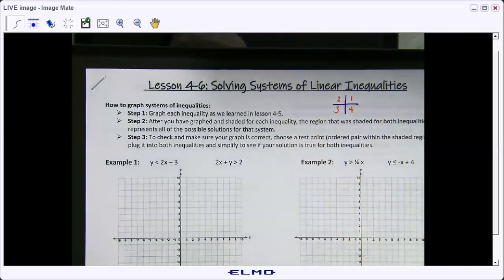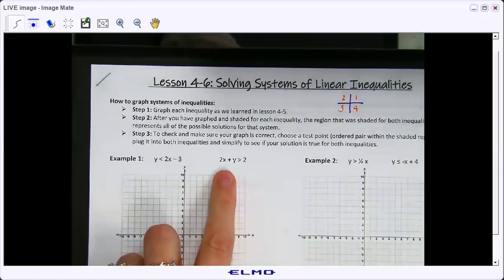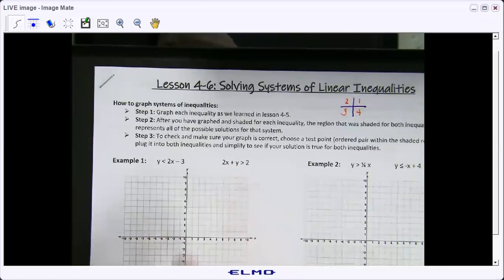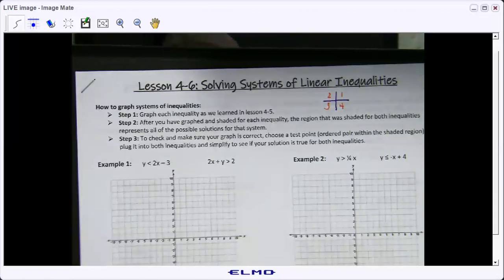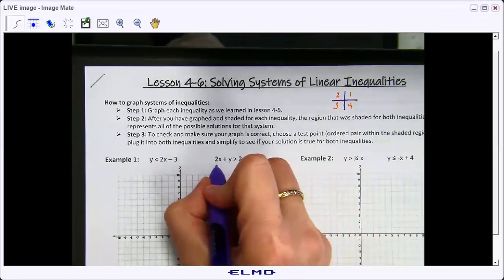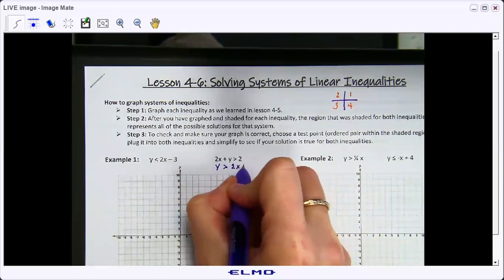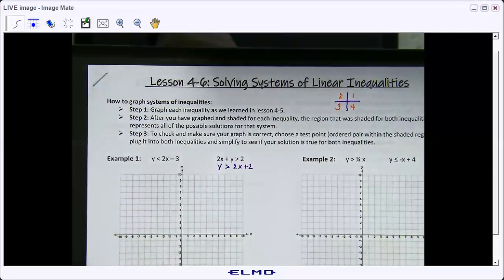So just as a refresher, when you graph an inequality, what do you have to do first? I want you to look at this one right here under example 1. What do you have to do with this inequality before you can even graph it? Anyone know? AJ? Yeah, put it into slope-intercept form. At this point, we should be able to simply put this into slope-intercept form without a whole lot of work or thought, but you're basically subtracting 2x from both sides, and then this is what you get.